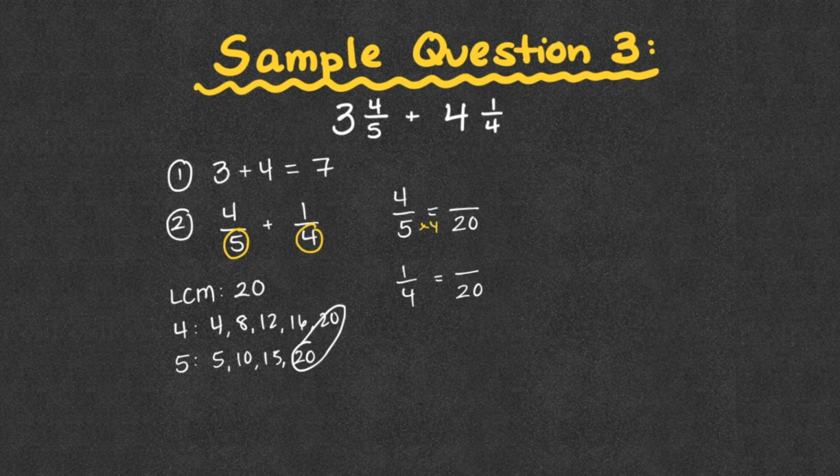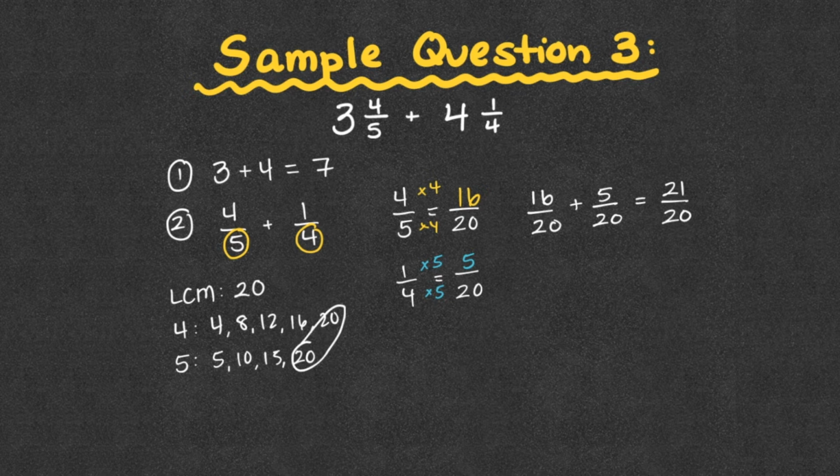5 times 4 is 20. 4 times 4 is 16. 4 times 5 is 20. 1 times 5 is 5. Now I can add these together. So I'm going to get 16 twentieths plus 5 twentieths is equal to 21 twentieths.